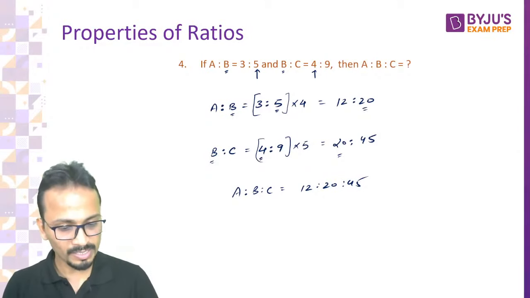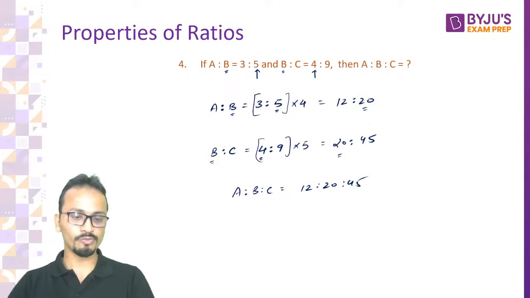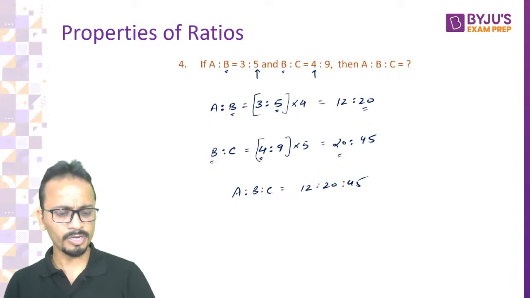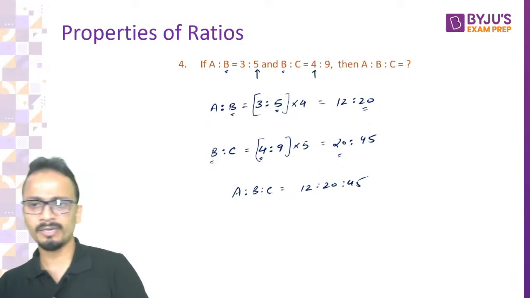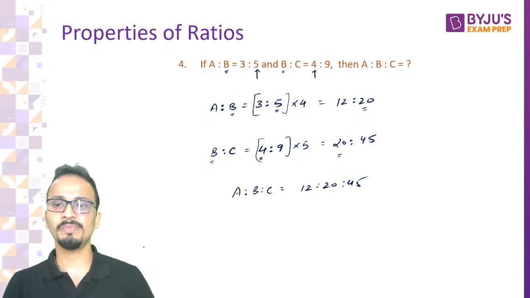And yes, Krupa, you have given it, Raj, Krupa, VM, wonderful. All three of you are responding, all three of you are present in the session. So what will be the ratio of A, B and C? It will be 12 is to 20 is to 45.